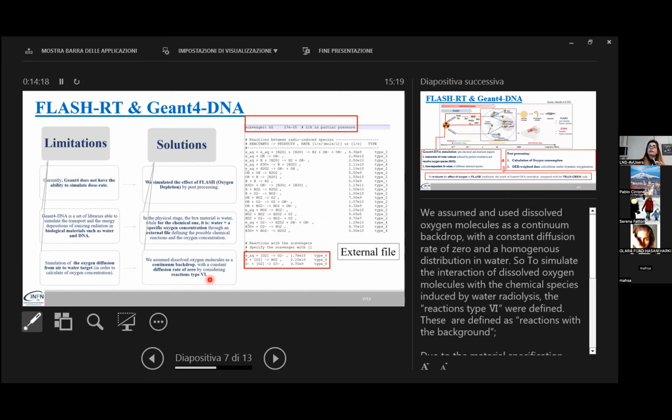And this type of interaction is defined according to the diffusion rates. It's important for us, this type of interaction shows that oxygen is considered as a background with diffusion rate 0, with special features.